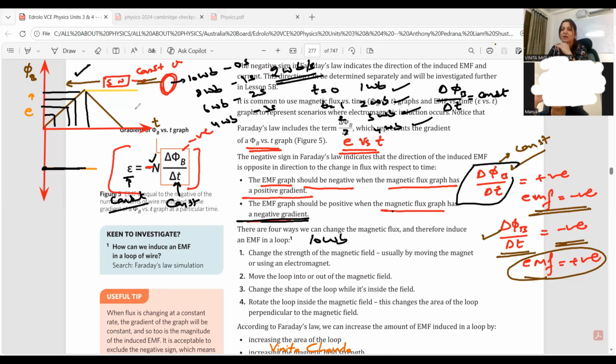So we'll get a straight line again, inclined to the time axis, but this time we have a negative slope because it is going down. It is decreasing, right? And because it is decreasing, del phi b by del t has a negative value. And because it is negative, your induced EMF is positive. And a positive constant. Because phi b is decreasing with time, but this ratio is a constant.